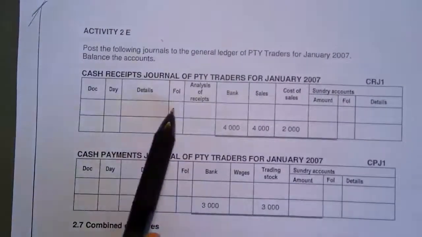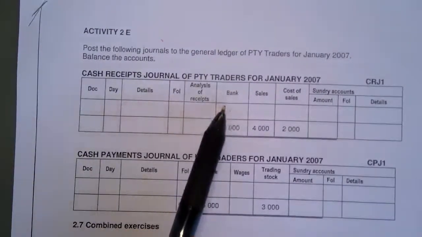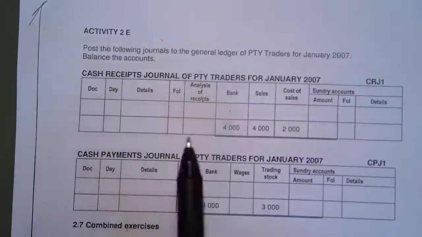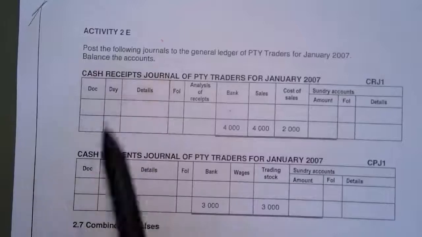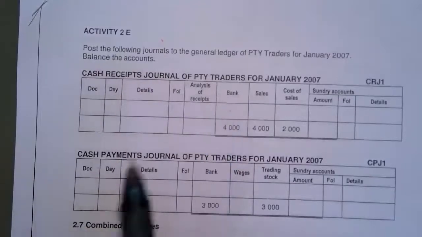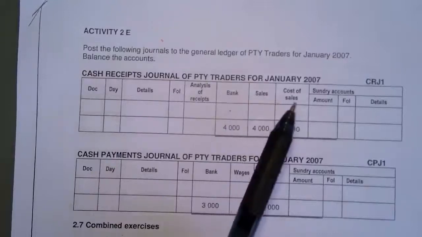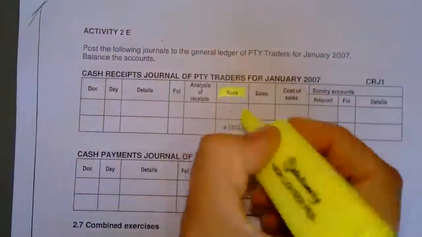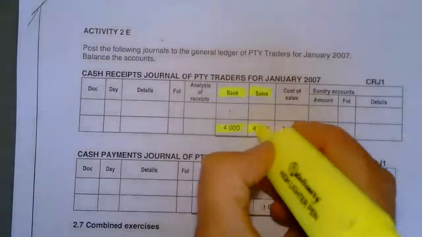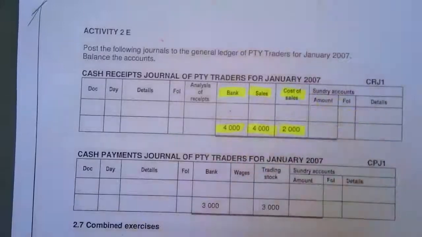We do not need to give you all the information in between, because remember, it works like this in accounting. You complete the journals every single day from the 1st to the end of the month, and then you take the totals of each account and place them into the general ledger. So we only need the totals. I'm going to highlight the totals. Bank's total is 4,000 Rand. Sales total is 4,000 Rand. Cost of sales, 2,000 Rand.